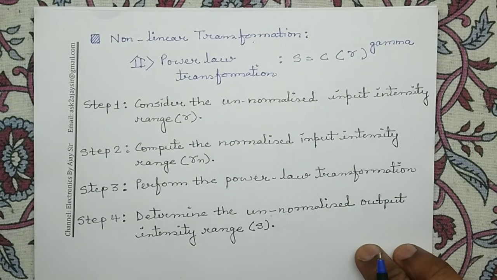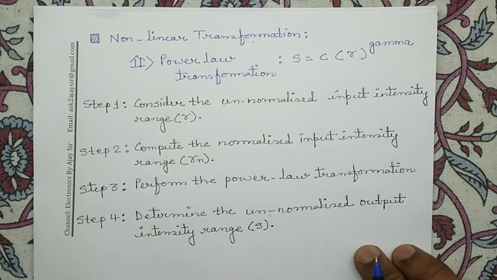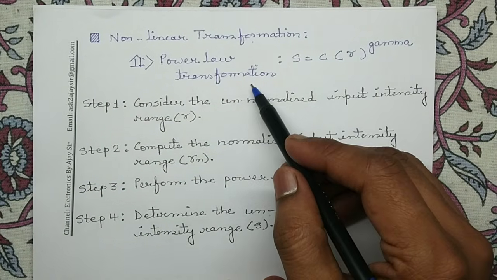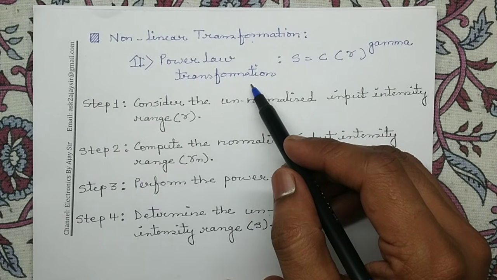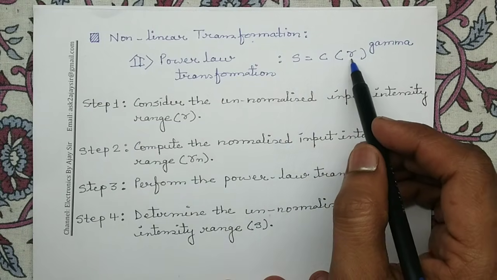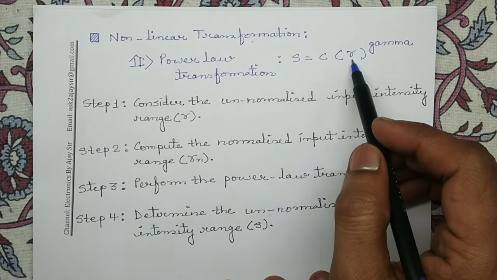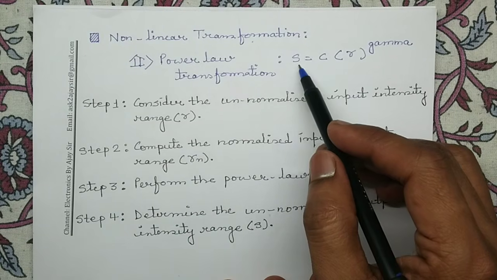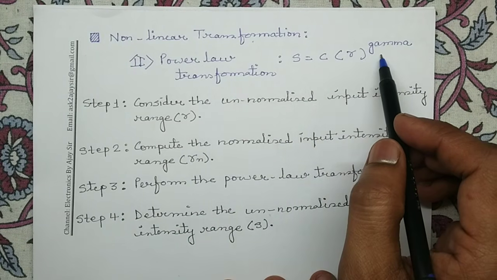Good morning all. In continuation to our discussion on nonlinear transformation based image enhancement techniques, today we will discuss power law transformation. The general mathematical equation of power law transformation is given over here. It is S equals C R to the power gamma, where R is my input intensity level, S is my output intensity level, C and gamma are my constants.